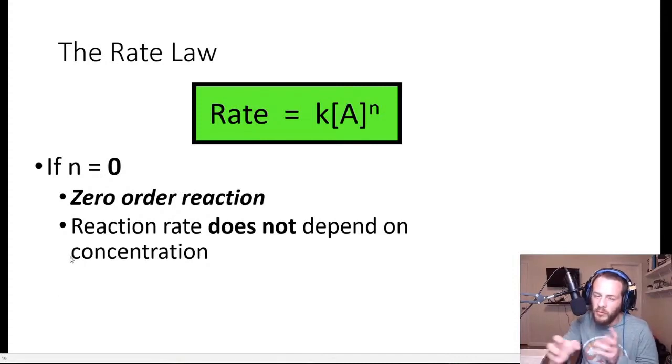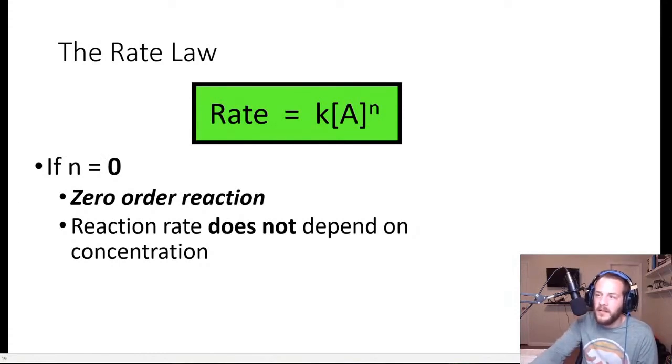So you could have a really, really concentrated reactant, like 50 moles per liter, or you could have something like 0.0000001 moles per liter of the reactant. It doesn't matter. Your rate is not going to change based on the concentration of the reactant.